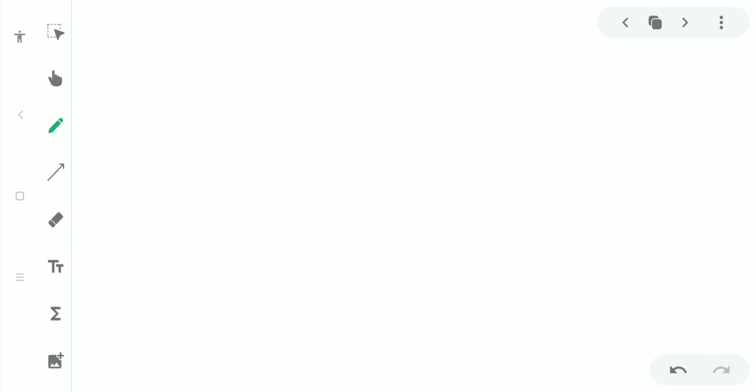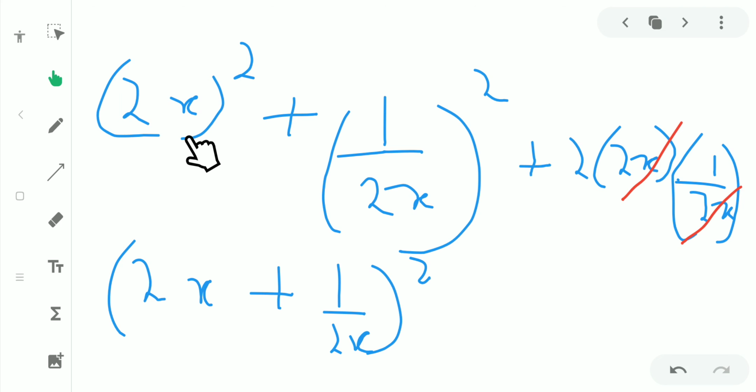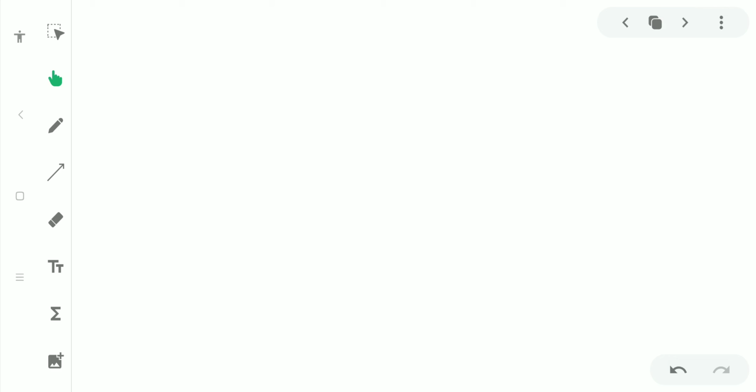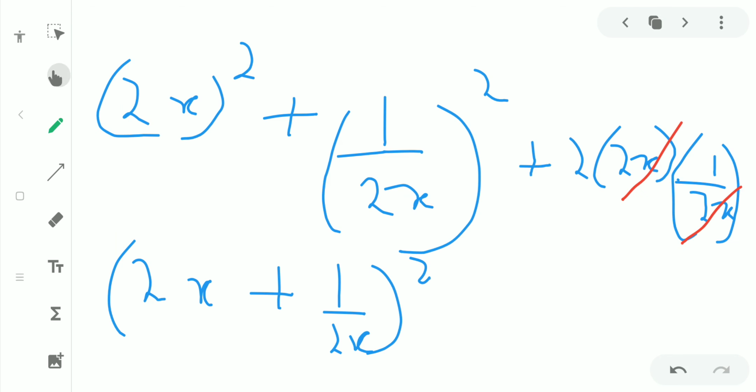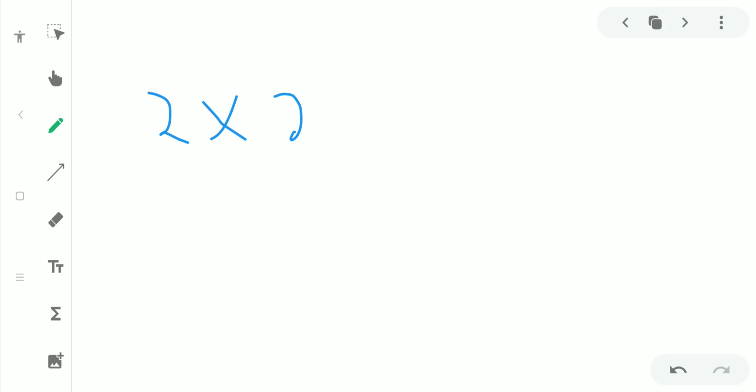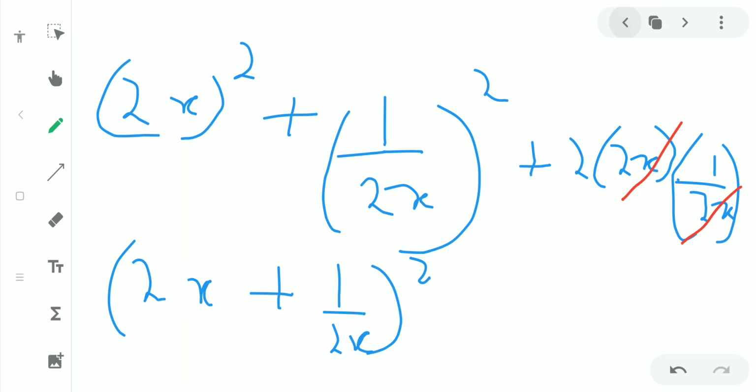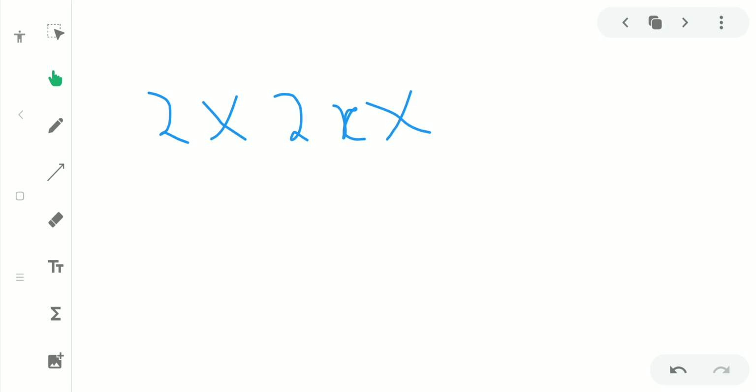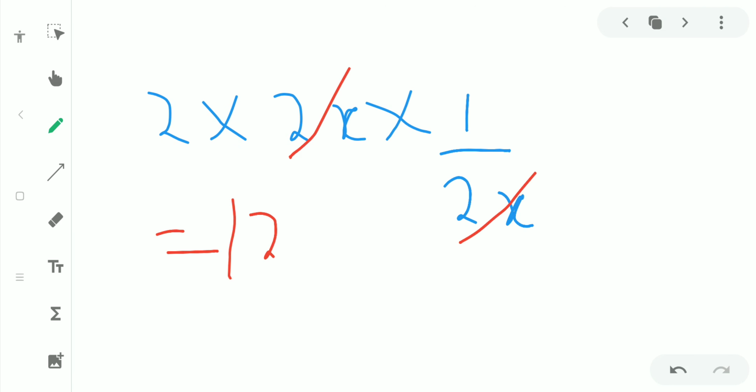I'll explain it to you here. So this one, if you consider as a square, and this one as b square, and this one as 2ab. So 2 multiplied with a, nothing but 2x, multiplied with b, b is nothing but 1 by 2x, and 2x and 2x get cancelled, we'll get 2.